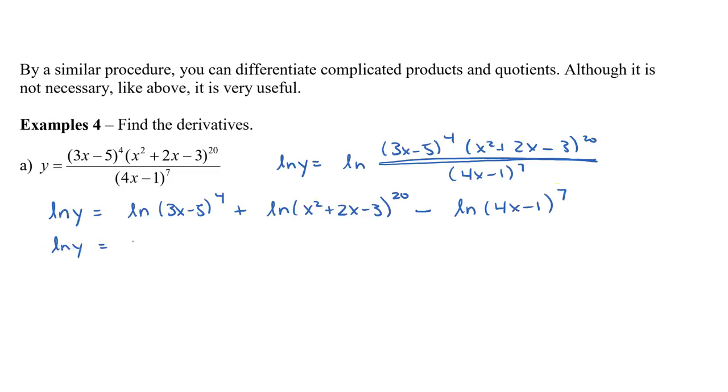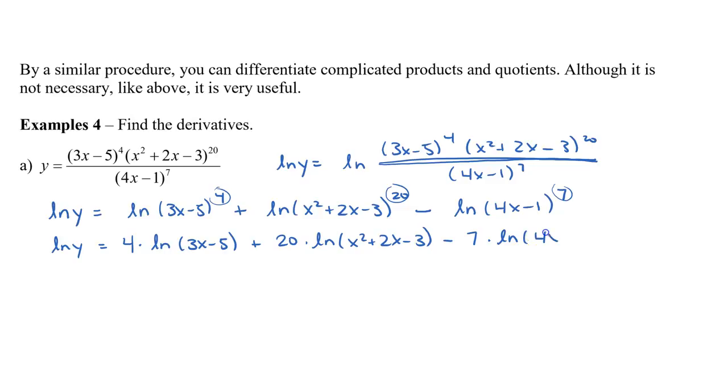Okay, I'm going to apply my power rule to bring all of my exponents, my 4, 20, and 7, to the front. So this will be 4 times the natural log of (3x minus 5) plus 20 times the natural log of (x squared plus 2x minus 3) minus 7 times the natural log of (4x minus 1). All right, so now I'm going to take the derivative at this point.